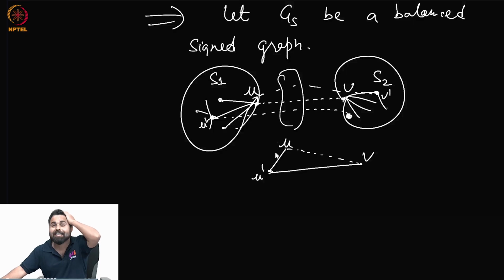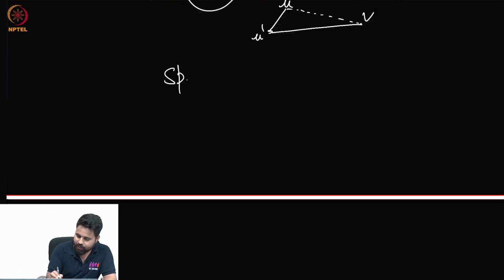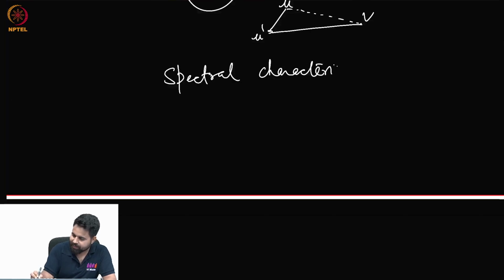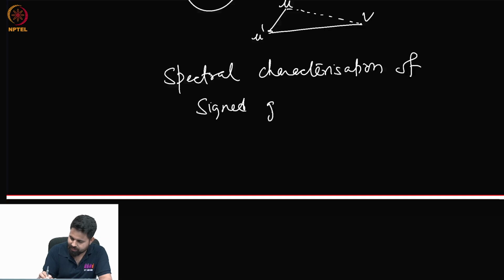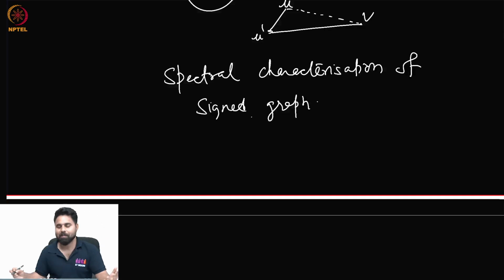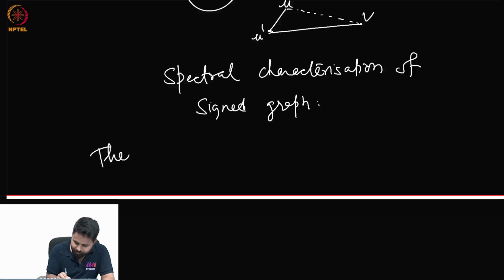Okay, now let us see the spectral characterization. Let me write it here: spectral characterization of balanced signed graph. In fact, a signed graph, just a signed graph. Let me now write a very beautiful theorem. Okay, very good. So let me write the theorem.